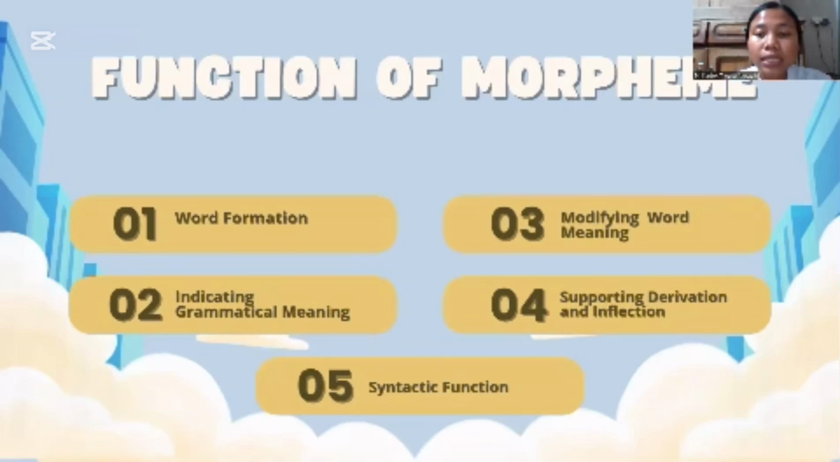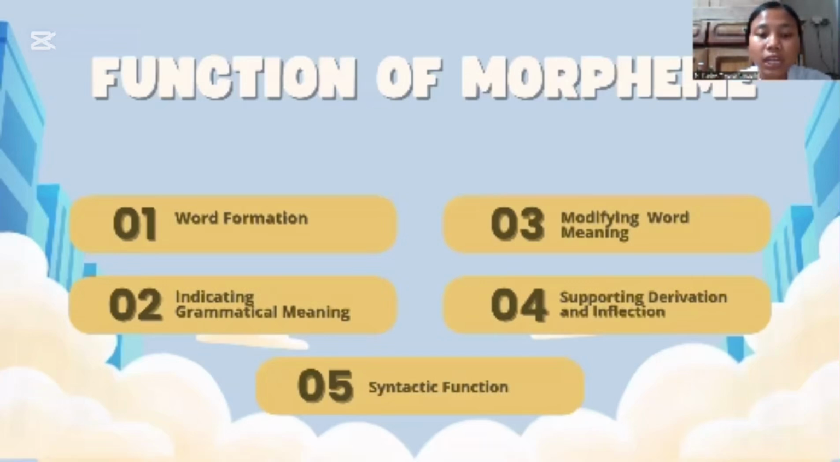And the fourth is supporting derivation and inflection. Derivation is the process of creating new words by adding specific morphemes, such as turning a verb into a noun. For example, the verb work becomes worker. And inflection is the process of changing a word form to indicate a grammatical aspect like tense, number, or possession. For example, turning book into books tells the plurality.